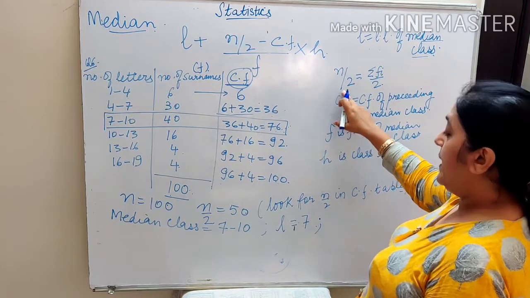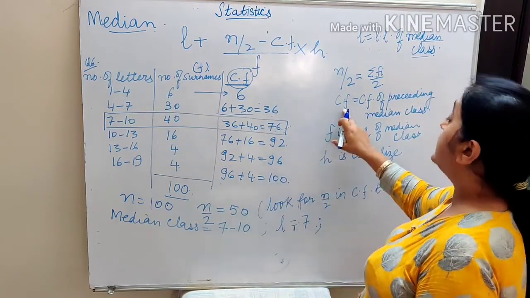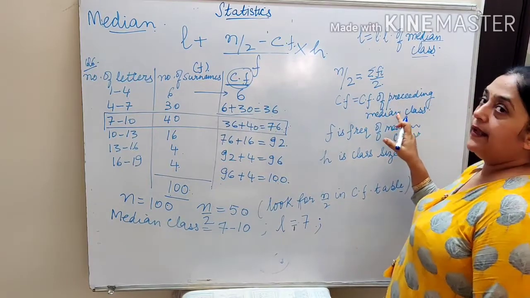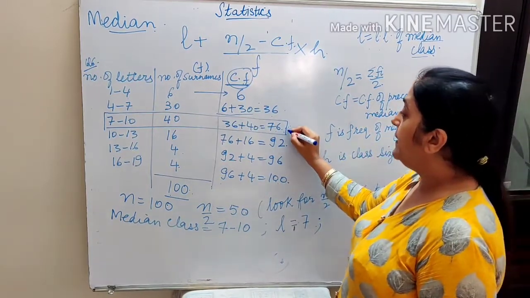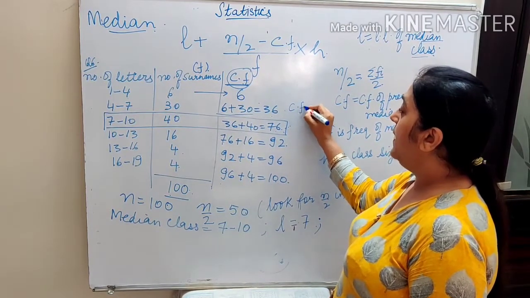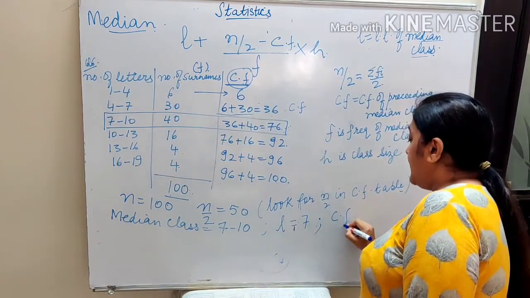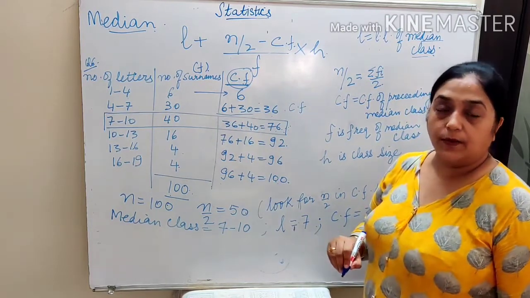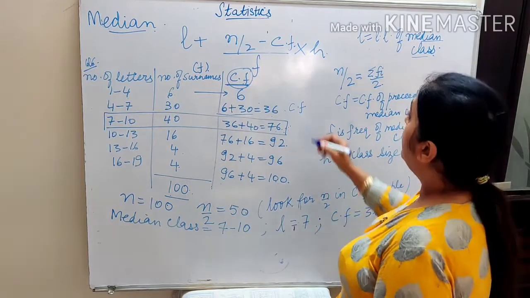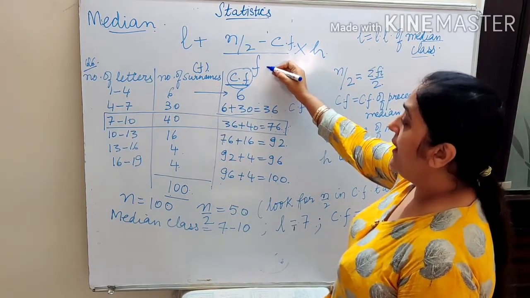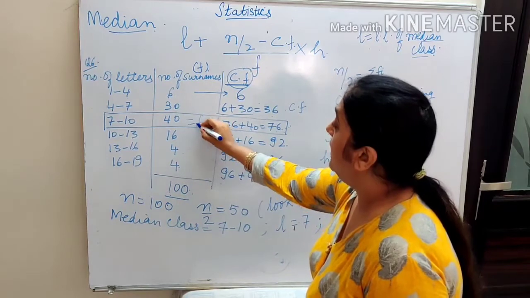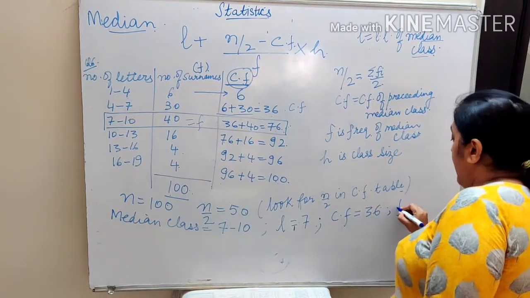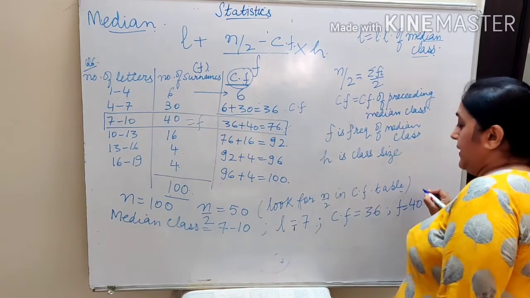Now next, you have already found n by 2. Next CF. CF is cumulative frequency of preceding median class. This is the median class. So what is your CF? 36. The CF preceding the median class is 36. So this comes out to be 36. Right? And what is the next term you have to find out? F. So F is the frequency of median class. So what is F here? F comes out to be 40. Right?